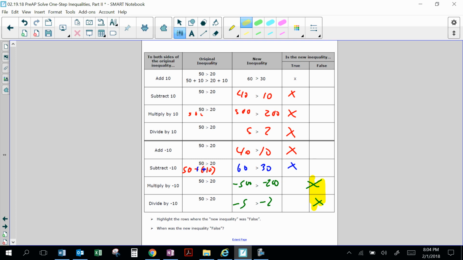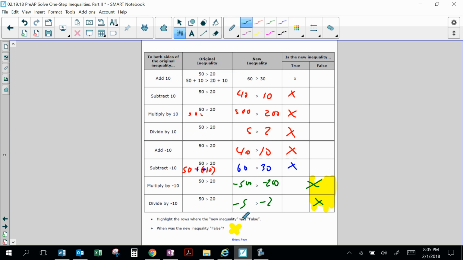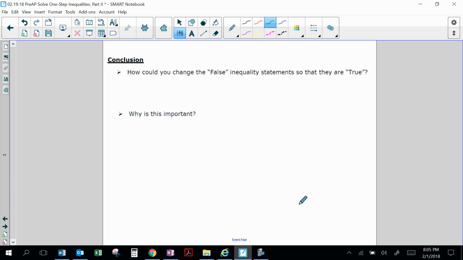Highlight the rows where the new inequality was false. It was only false in this part of it. When was the new inequality false? Well, when we're working with positive numbers, everything's okay. But with negative numbers, when you add and subtract, it's okay. It seems like when you are multiplying and dividing by a negative number, it's false.